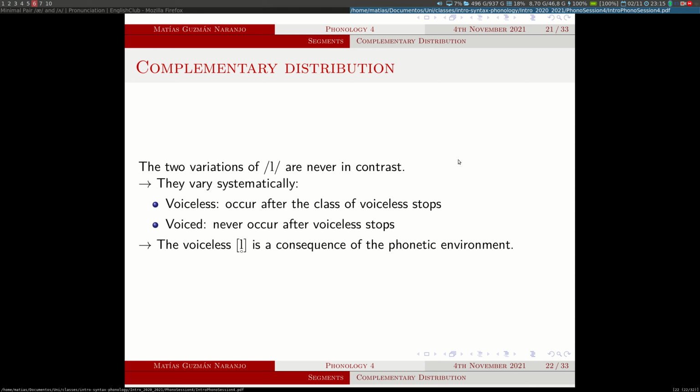When this happens, we can say that they are in complementary distribution. And they're in complementary distribution because they never contrast. There is no context in which a voiceless L can contrast with a voiced L, because voiceless Ls only happen in a very specific context and always in that context. All right.